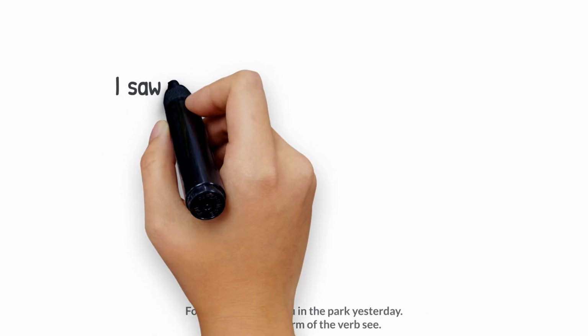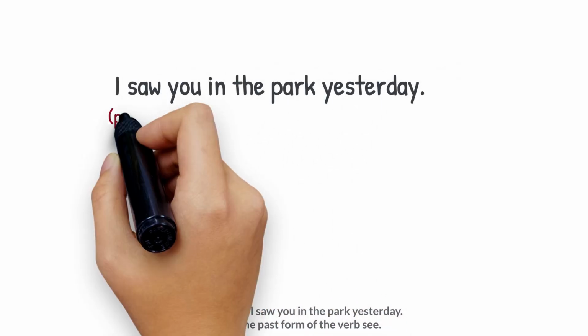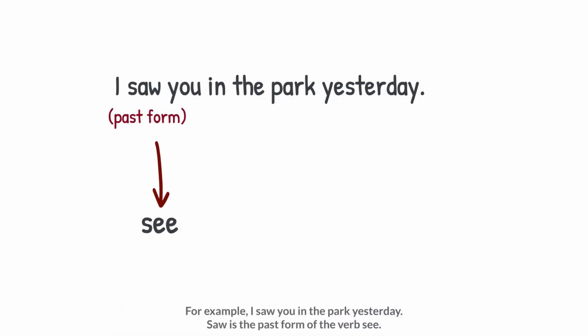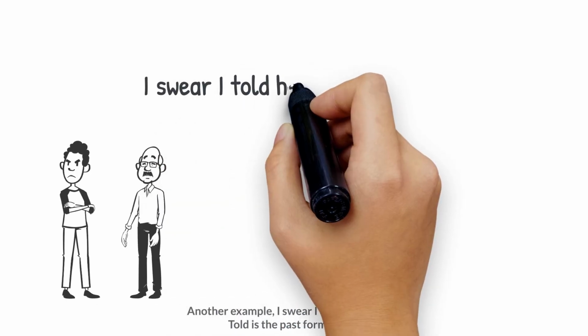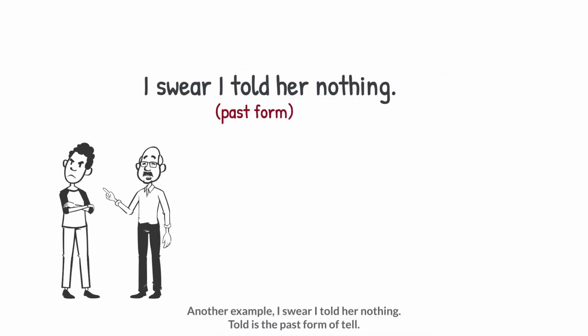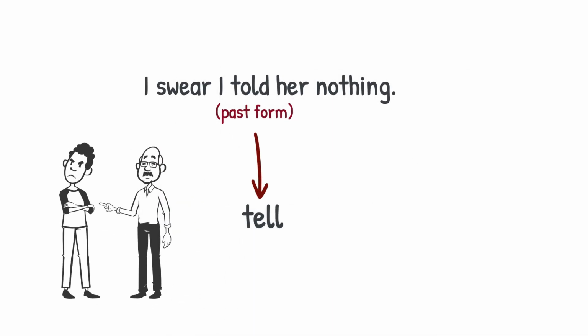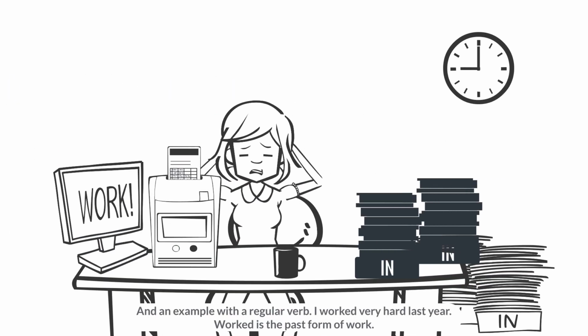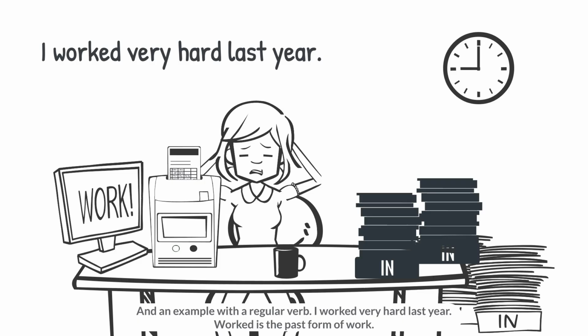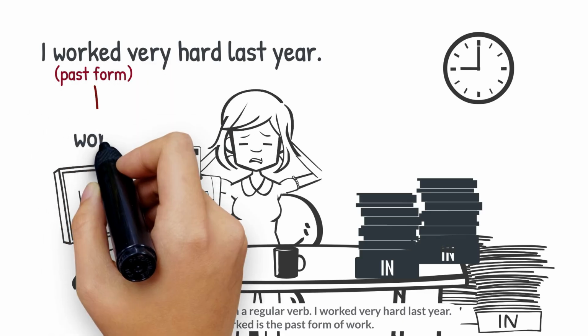For example, I saw you in the park yesterday. Saw is the past form of the verb see. Another example, I swear I told her nothing. Told is the past form of tell. And an example with a regular verb, I worked very hard last year. Worked is the past form of work.